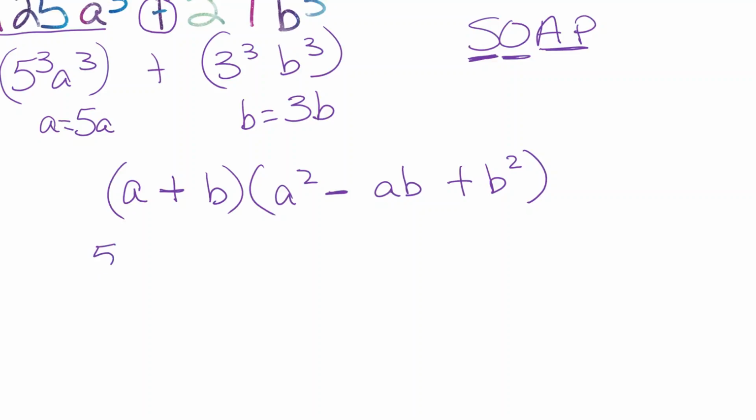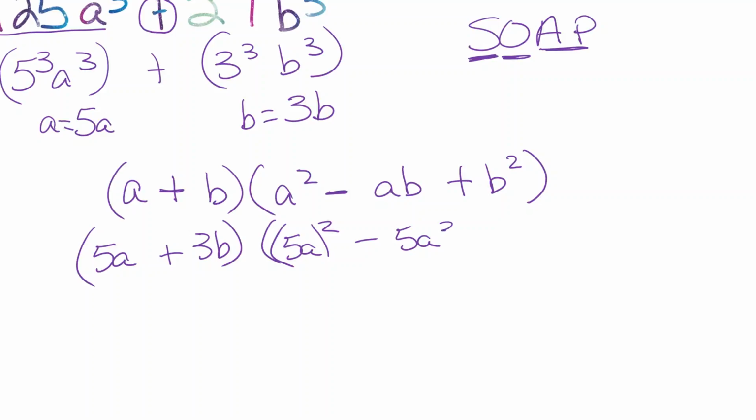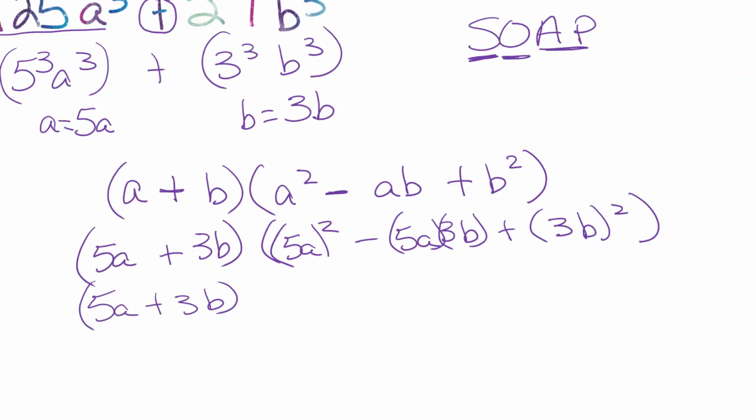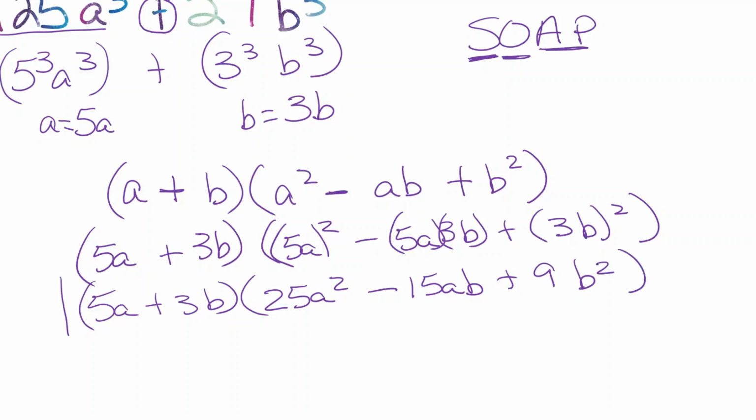I have a, which is 5a, plus my b, which is 3b. And then I'm going to times it by a squared, so that's going to be 5a squared, minus ab, so that's 5a times 3b, and then plus b squared, so that's going to be 3b squared. Now I'm going to simplify it all out, so I have 5a plus 3b times 25a squared minus 15ab plus 9b squared. And that is your final answer.